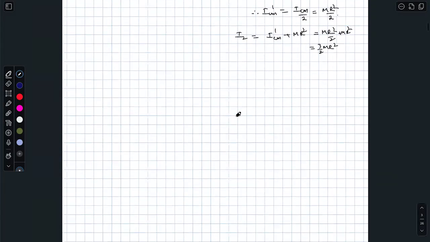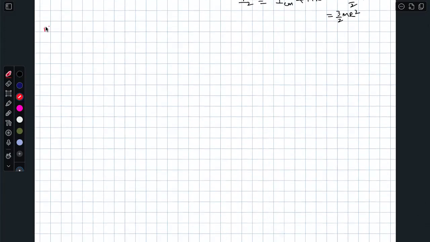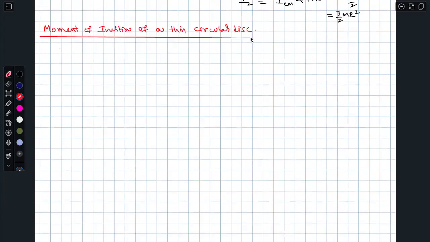Now I am going to do the moment of inertia of a thin circular disc. So I am just discussing basic cases only today. All complicated cases I'll discuss tomorrow. Right. Now you have a circular disc like this.